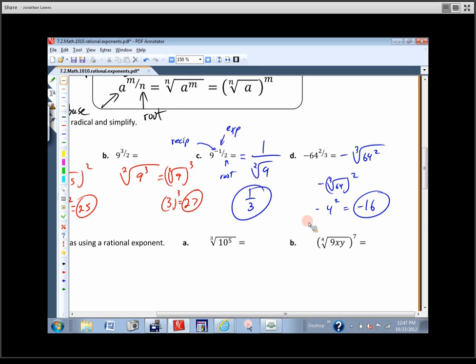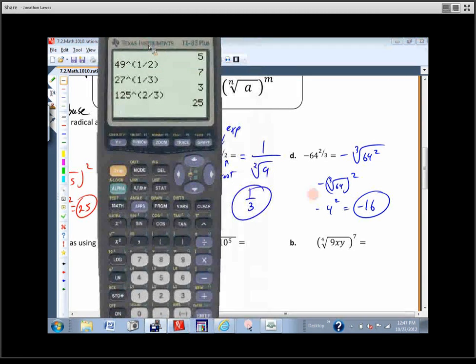Okay. And we can also check this way. Now that we know how to type these into our calculator, let's grab the calculator and let's type this exact expression in right here. So we're going to do negative 64, then I'm going to raise that to the 2/3. And if we did it right, we should get the same thing. Remember, got to do it correctly by hand, got to type it in correctly into the calculator for those to match up. Okay, are there any questions?